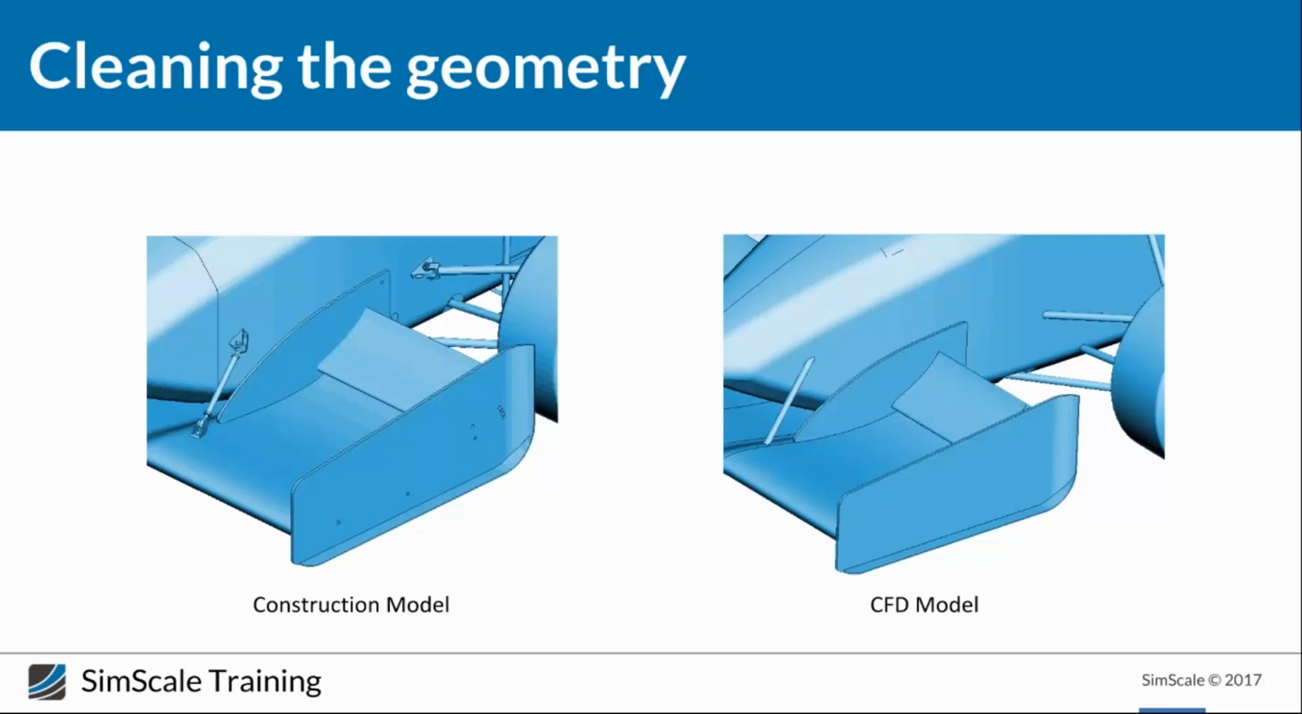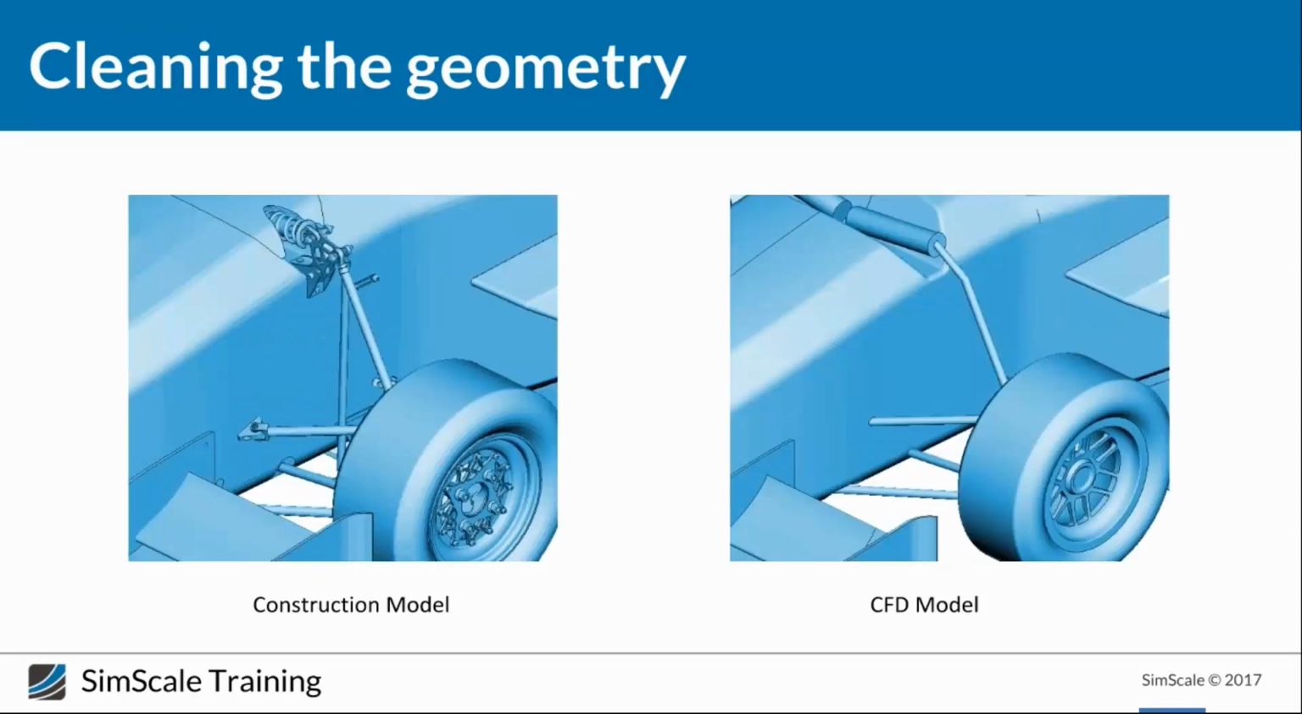Let's go to another view, for the front tires and the suspension, and here you can see a significant difference between the two models, because in the construction model we have the real suspension system, all these wishbones, all the system of connection between the wishbones and the chassis or the nose of the car.